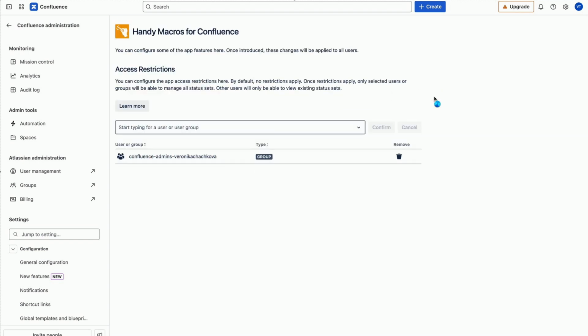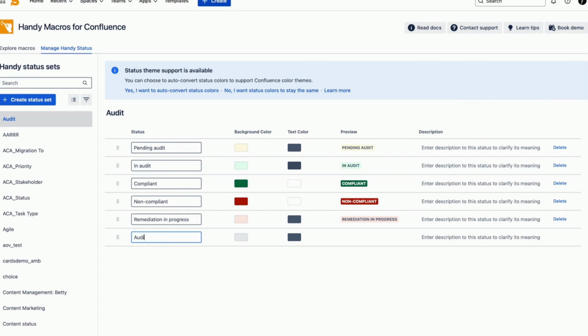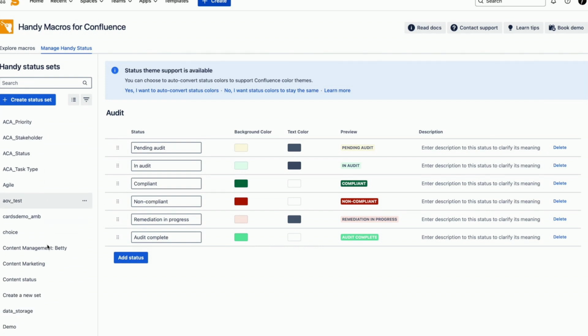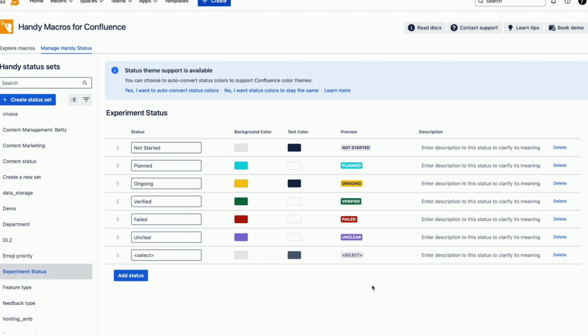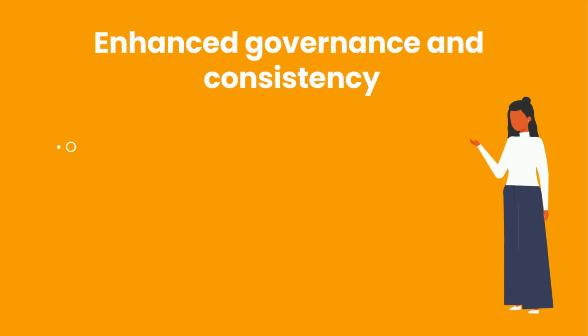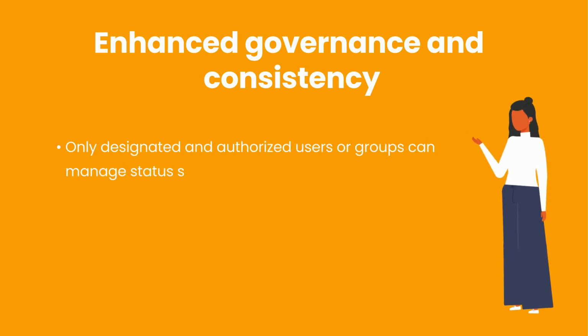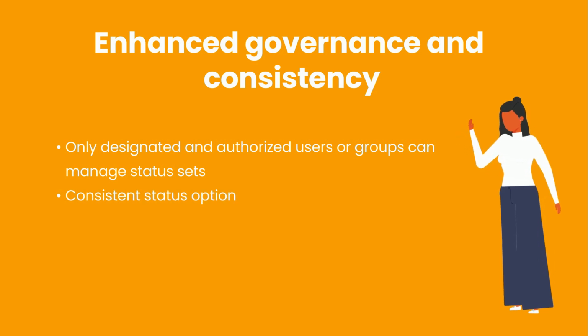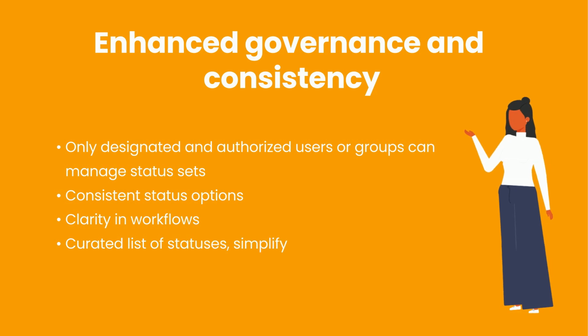Why use RBAC in Confluence? We can face plenty of challenges without access restrictions: inconsistency in status usage, risk of unauthorized access and changes, maintaining standards. On the other hand, the benefits of access restrictions for Handy status sets are undeniable. Enhanced governance and consistency. Only designated and authorized users or groups can manage status sets. Thus, organizations can ensure that status options remain consistent across the platform.